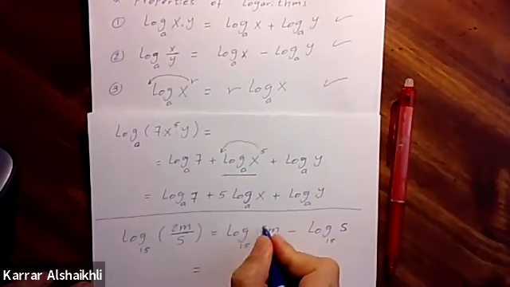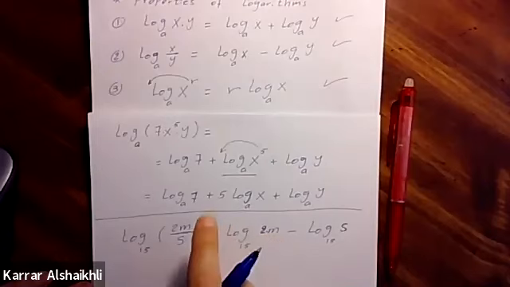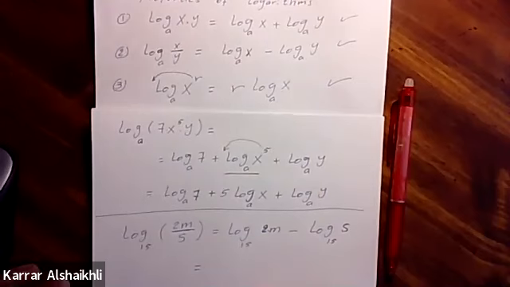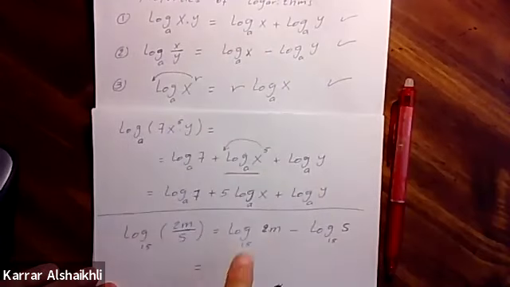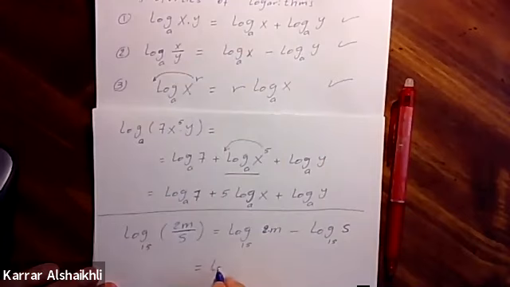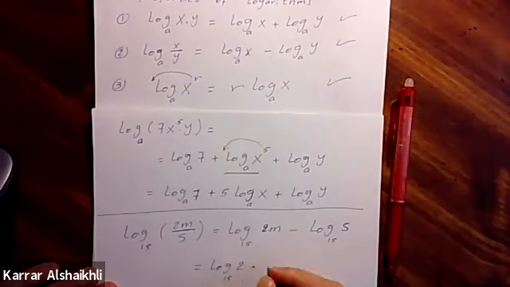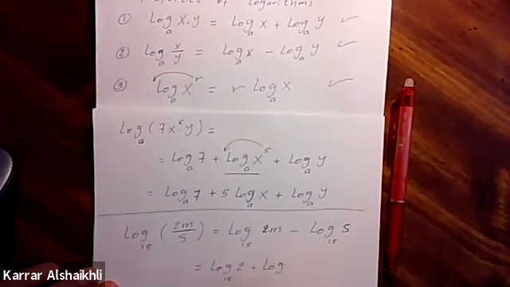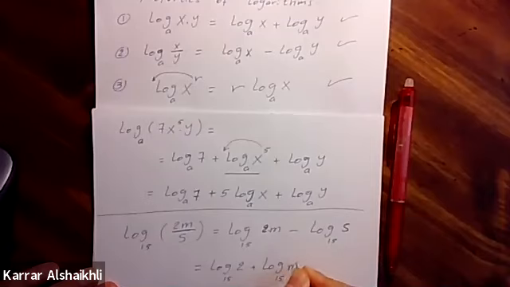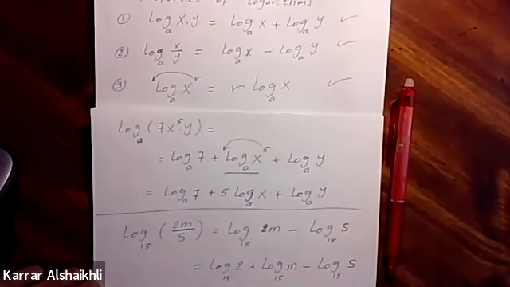Then 2m means 2 times m. So on this part, I can use the first rule. The multiplication is going to be addition, so we're going to add these 2 numbers. It's going to be log to the base 15 of 2 plus log to the base 15 of m minus log to the base 15 of s. That's it. This is the solution for this example.